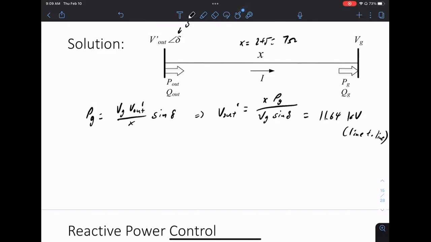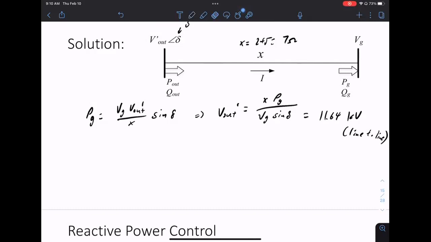So for this kind of problem, if you are asked to compute voltage and it doesn't say anything, the assumption is the voltage is line to line. If you compute per phase, that's completely okay, but you have to say it's per phase voltage. So here, for safety, you can write line to line voltage for this one.